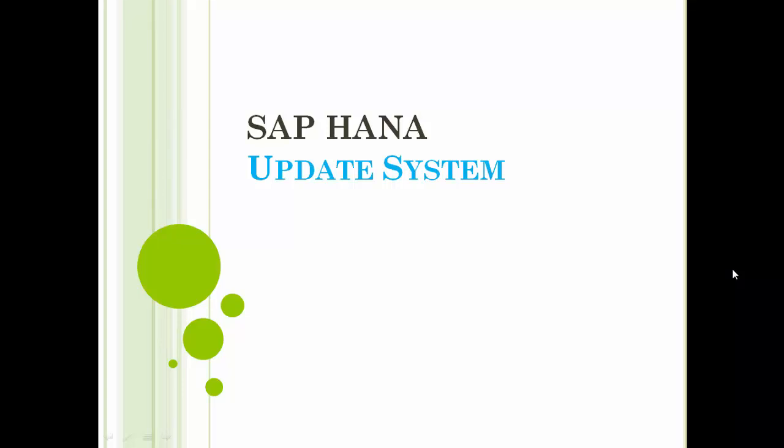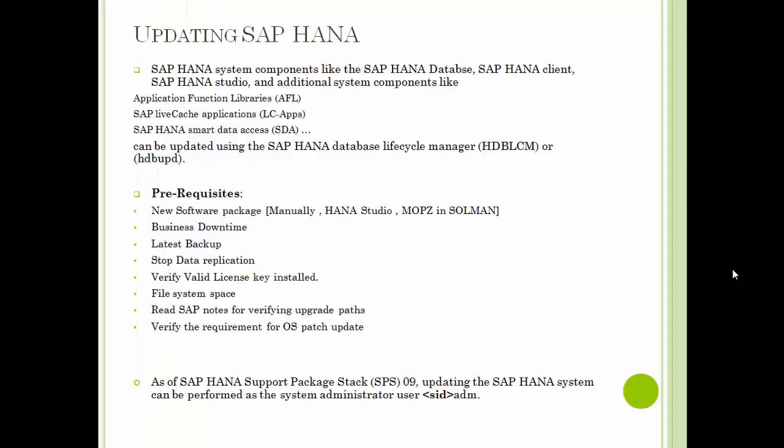Now we are in topic SAP HANA update system. In this topic we will learn about how to update SAP HANA system, that is how to update HANA software components, that is database software, client, studio and other application components sitting on top of HANA, and also know how the upgrade program is prepared prior to running it, what are the prerequisites prior to preparing it.